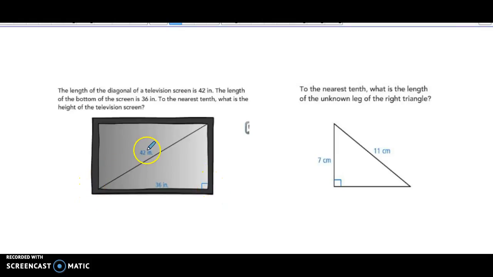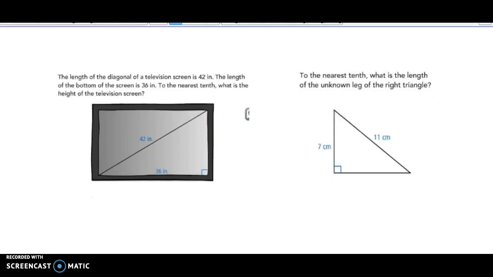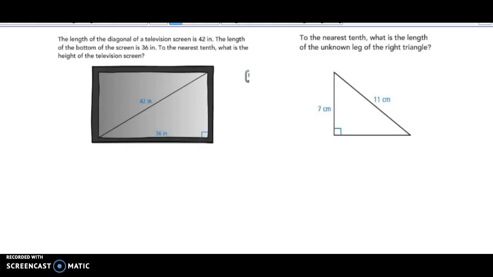When you go to buy a new TV and you're looking at, say, a 63-inch TV, the 63 inches refers to the diagonal. That's how they measure the size of a TV. So this is a very common mathematical calculation that is made in manufacturing TVs. So let's take a look.